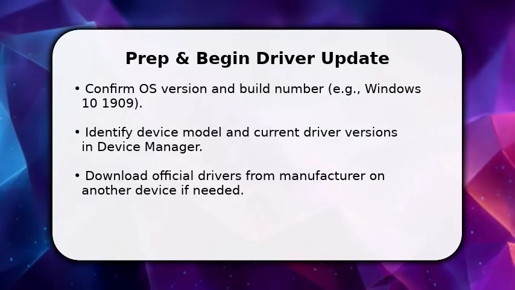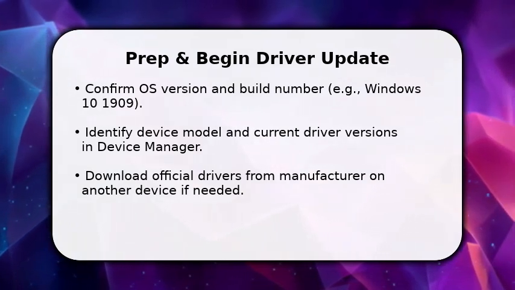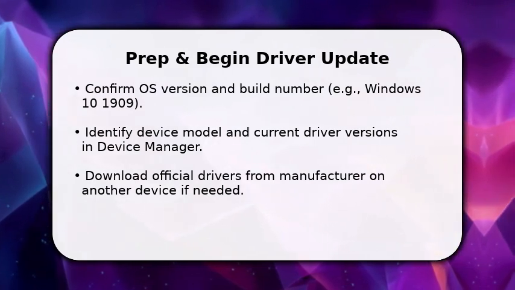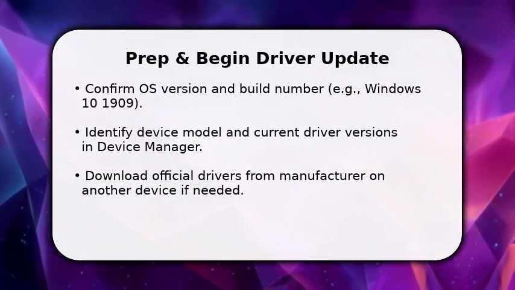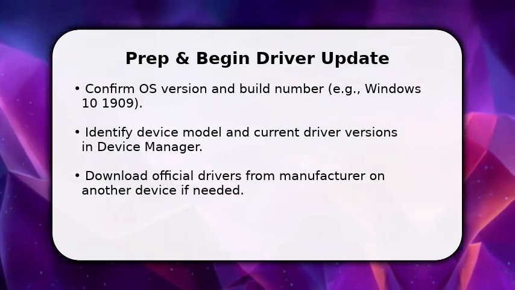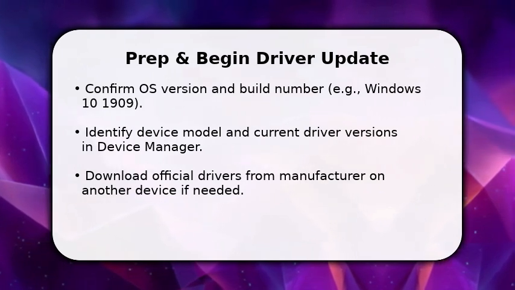You start by confirming your OS build and the exact wireless adapter model so you fetch the precise driver. Open Device Manager, expand network adapters and Bluetooth, note vendor and version. If you lack internet on that PC, use a phone or another computer to download the official driver package from the manufacturer. Once downloaded, transfer via USB.